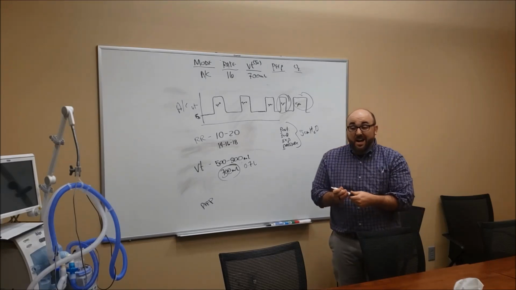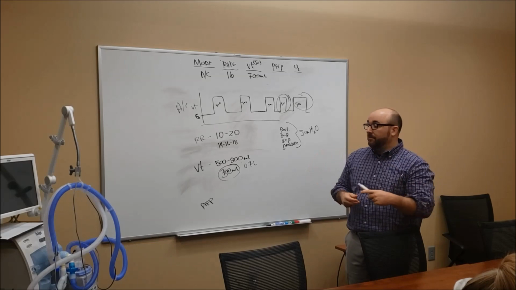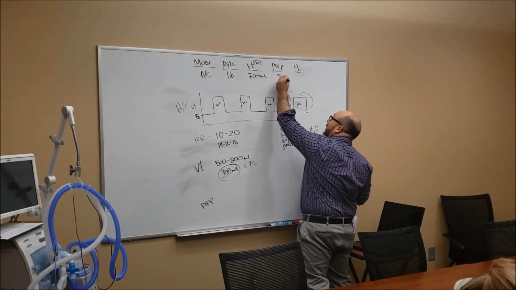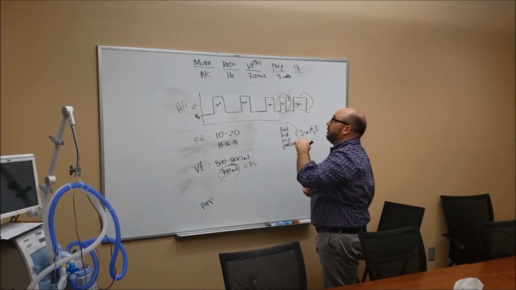Now, if they're not oxygenating well at all, we will increase that because that will recruit alveoli. So you'll see 5 to 8. Let's just put 5 here, centimeters of water pressure, and then it could go up if you need more.